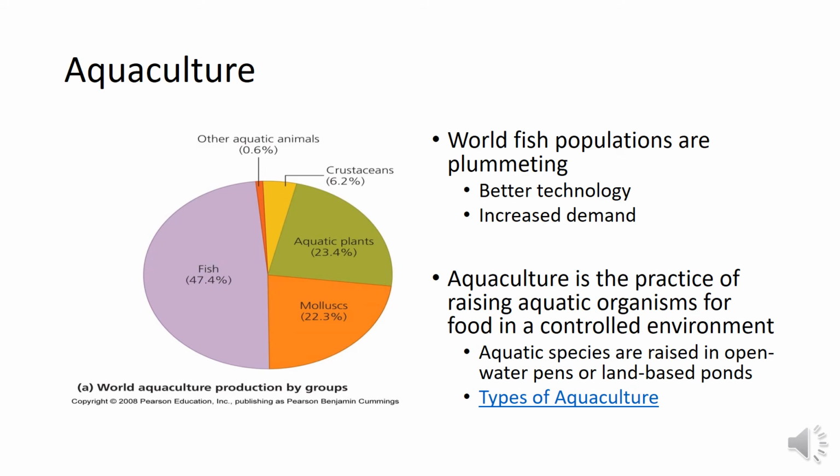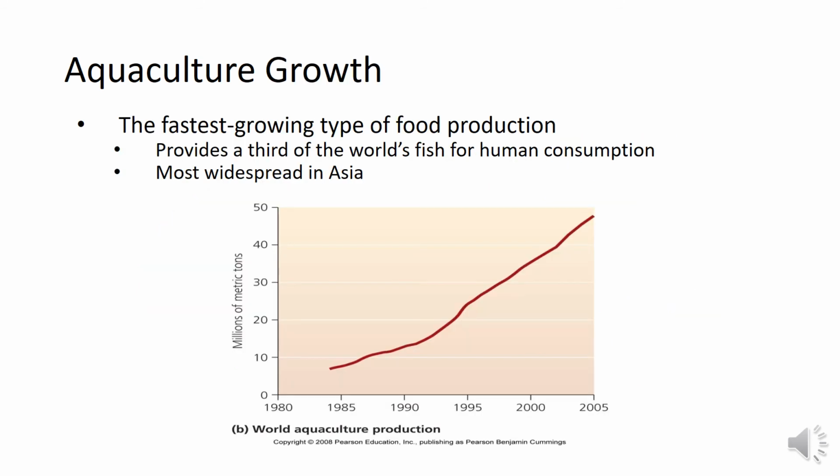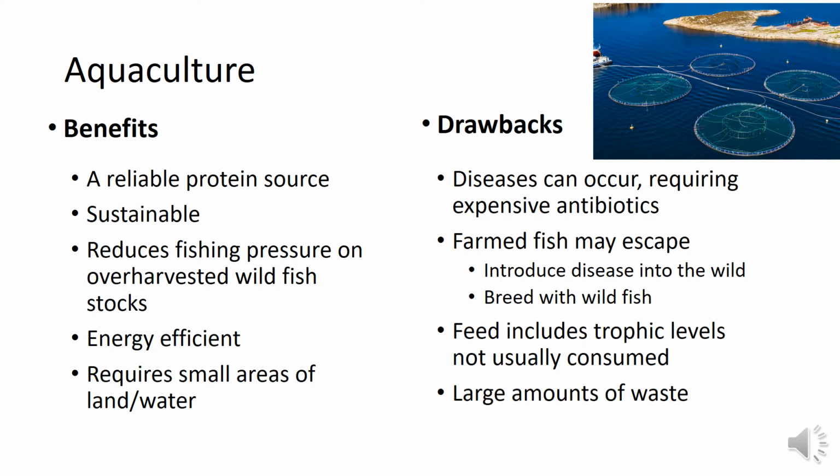So depending on what you're growing, there's fish, mollusks, so if you're looking at oysters and clams, mussels, aquatic plants, so your seaweed that you're eating, crustaceans, shrimp, all of these things that we eat that come from the water, we can culture. And so aquaculture is booming right now, and obviously it's the most widespread in Asia because the Asian diet is very, very fish heavy. There are lots of benefits, lots of drawbacks.